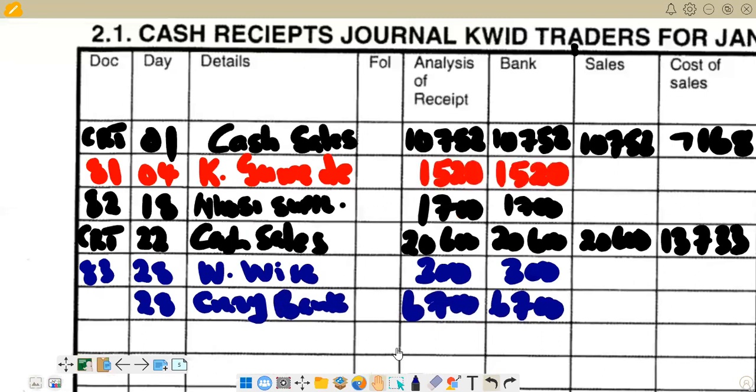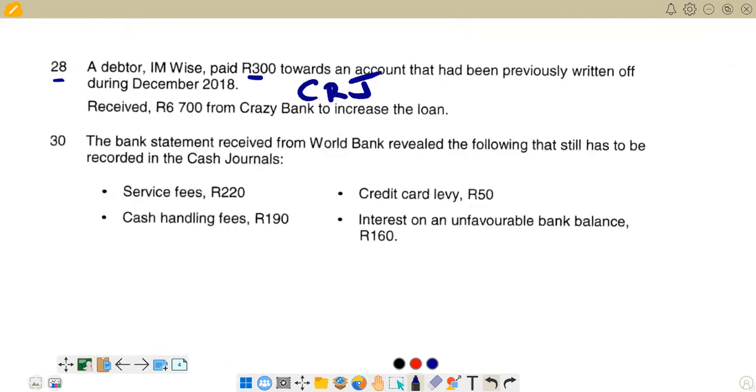Right, this one on the document part there, this is a loan. So we can just write BS here. Right, so this is what we have here. Then we go check the next transaction on the 30th.